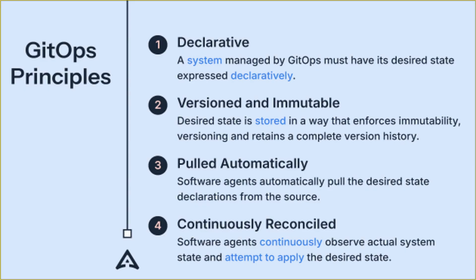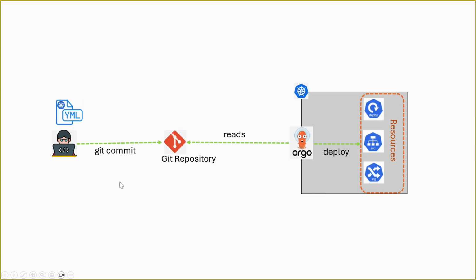The third fundamental principle of GitOps is that changes must be pulled automatically from Git. The official definition is: software agents automatically pull the desired state declaration directly from the source. Let's understand this with an example. Suppose a developer updates a Kubernetes deployment manifest and commits the changes to a Git repository.